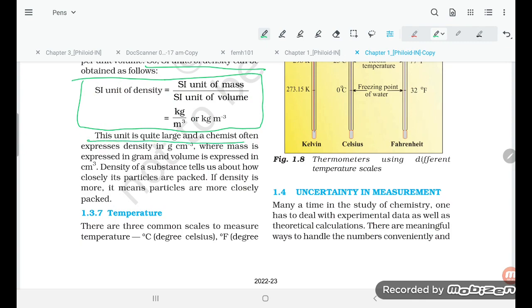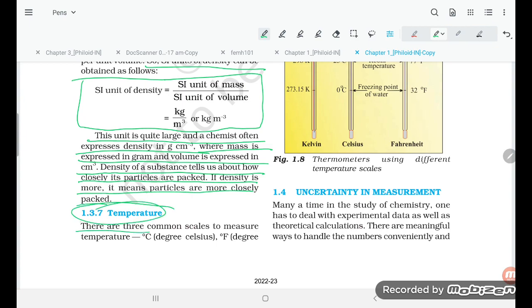This unit is quite large and a chemist often expresses the density in gram per centimeter cube, where mass is expressed in gram and volume is expressed in centimeter cube. Density of the substance tells us about how closely its particles are packed. If density is more, it means particles are more closely packed.